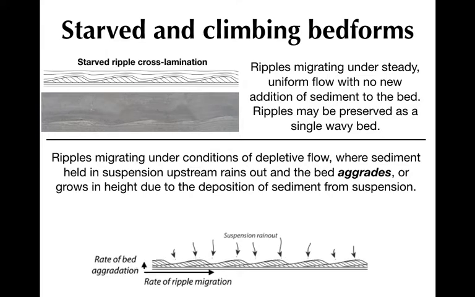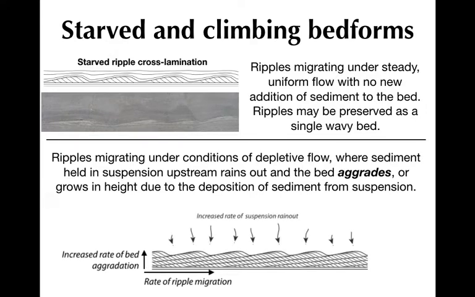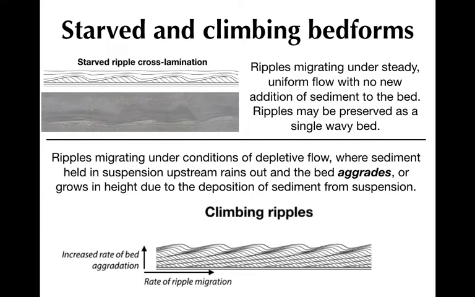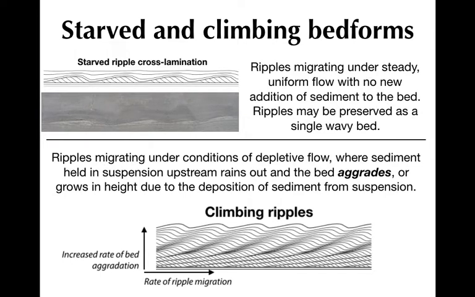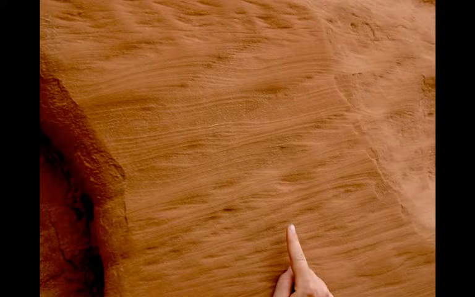So here we've got a low rate of bed aggradation and a fast rate of ripple migration, and you end up getting cross beds that climb. As you increase the rate of bed aggradation, you increase that angle of climb. If the bed aggradation starts to compete strongly with the rate of ripple migration, you can get a very steep angle of climb, and we call these climbing ripples. This is a good outcrop example of climbing ripples.